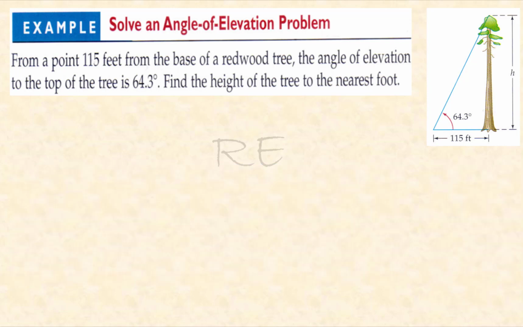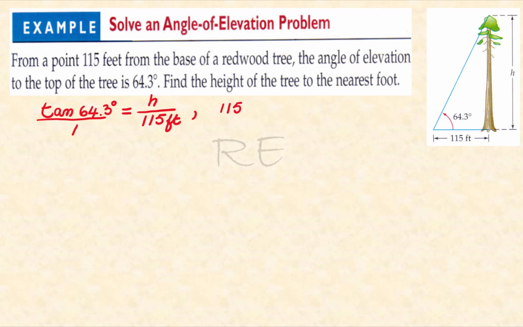We need to solve our first angle of elevation problem. The height of the tree is h. They give us the angle of elevation, 64.3, and the distance from the tree to that angle of elevation is 115. So we're going to use tangent to find the height of the tree without measuring it. Tangent 64.3 is equal to h divided by 115.